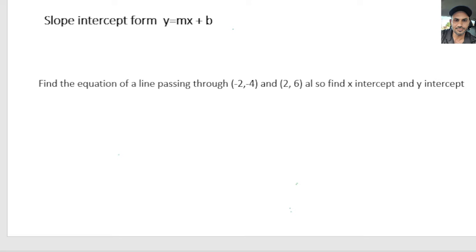Hello, welcome everyone. In this video, I'm going to cover the slope-intercept form. If we look at it, we have the generic equation for slope-intercept form. Here y is equal to mx plus b. M is the slope, and b is the y-intercept.